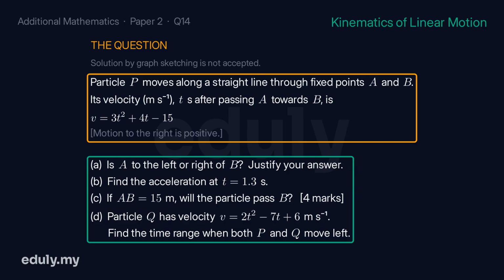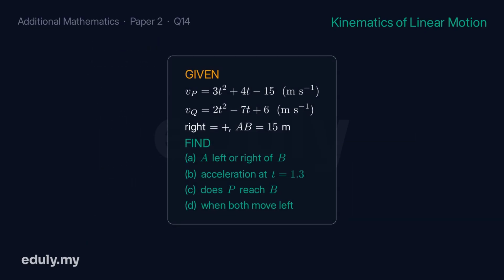Which side it is on, the acceleration at 1.3 seconds, whether p reaches B, and with a second particle q when both move left. So here is what we are working with. The velocity of each particle, the rule that right is positive, and that A and B are 15 meters apart. From these, we answer all 4 parts.